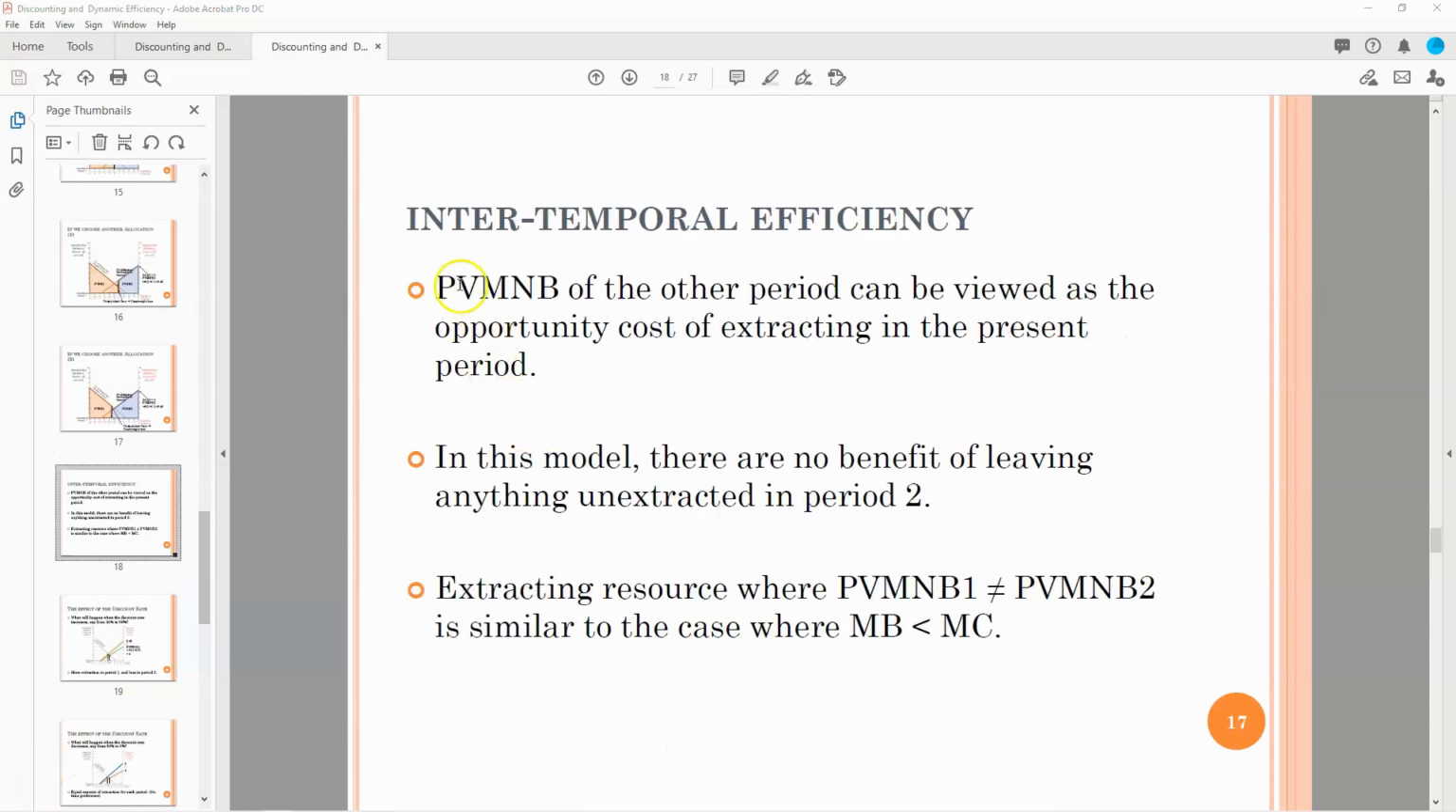Intertemporal efficiency. Present value of marginal net benefit of the other period can be viewed as the opportunity cost of consuming in the first period. So in this case, there are no benefits for us to leave anything unconsumed in period 2. So when we are allocating resources where present value of marginal net benefit in period 1 is not equal to present value of marginal net benefit in period 2, we cannot get the efficient results.